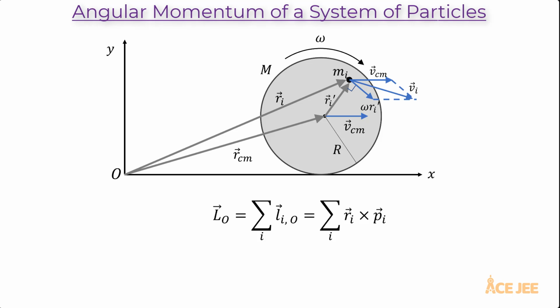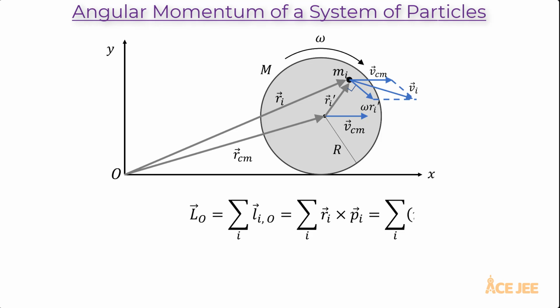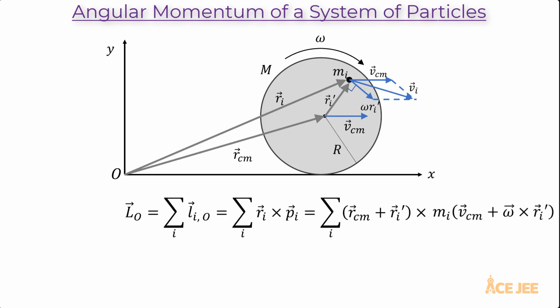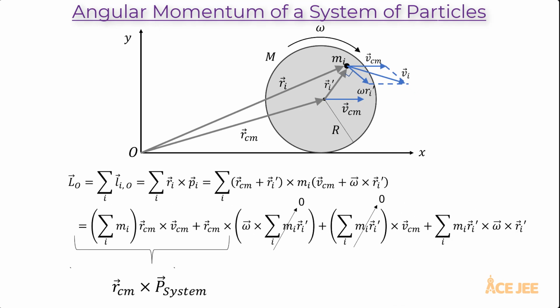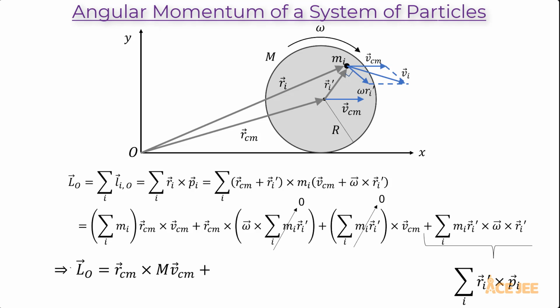Now, if we were to write this position vector Ri as the position vector of the center of mass with respect to O plus Ri dash, where Ri dash is the position vector of the ith mass from the center of mass, then we can rewrite angular momentum about O as RCM cross P system plus the sum of Ri dash cross Pi, where P system is the linear momentum of the system, which is simply mVcm, and Ri dash cross Pi is the angular momentum of the system about its center of mass.